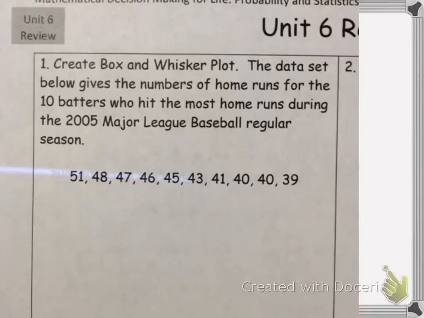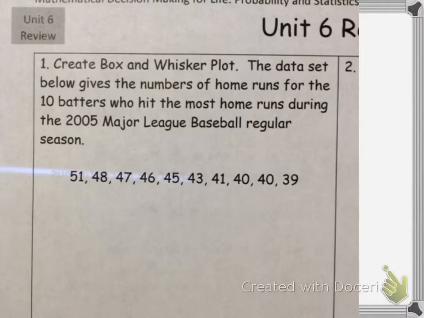This is the Unit 6 review for Mathematical Decision Making for Life. So what I'm going to do is work every problem on this review sheet for you, and then you're going to be able to use this review sheet as a cheat sheet on the chapter test or unit test. So you're going to want to follow along with me. You're going to want to make sure you write down everything I do. And if you have questions, go ahead and email me or let me know that I can send you another video and help you get those answered.